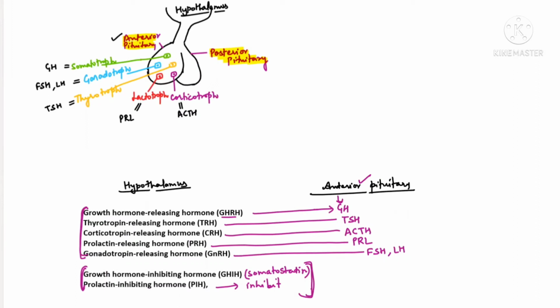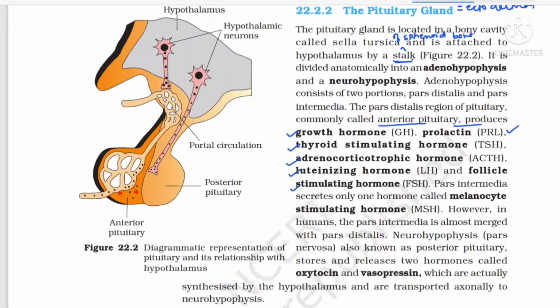And now posterior pituitary will not synthesize the hormone. Please focus. Posterior pituitary is not synthesizing the hormone. It will only release the hormone which is synthesized by the hypothalamus. Let me explain you that concept. So see beta, the posterior pituitary, neurohypophysis, pars nervosa, will store and release 2 hormones known as oxytocin and vasopressin, which are actually synthesized by hypothalamus, and they are transported by the axon to the neurohypophysis.